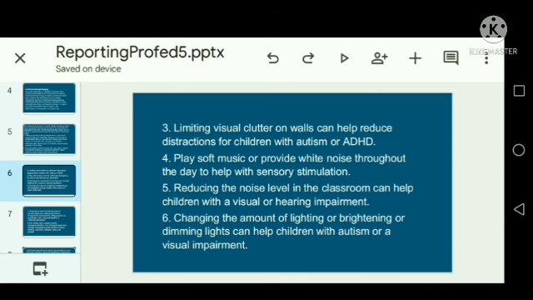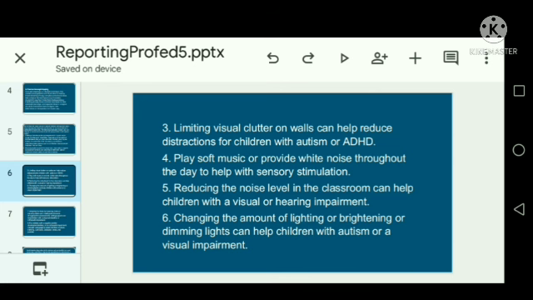And play soft music or provide white noise throughout the day to help with sensory stimulation. So you need to play soft music, makadili sila kanang sa baan sa ilang palibot kung dili nagkuan lang sila dito sa music nga maganahan sila nga magkuan pod as they learning no in the classroom.